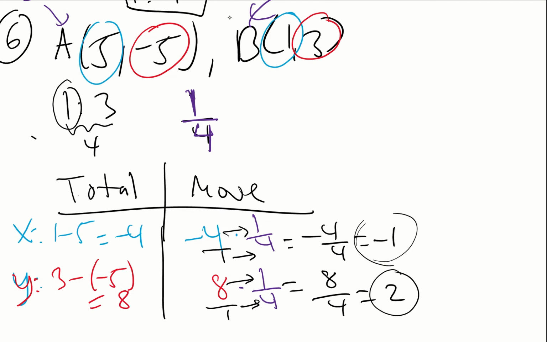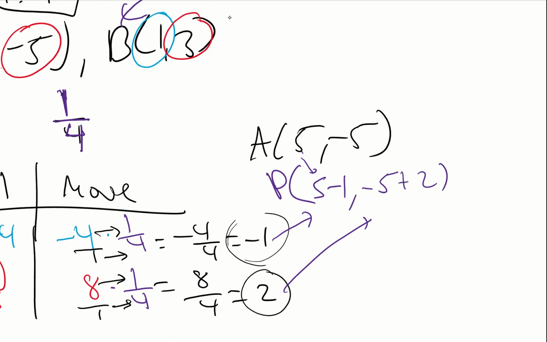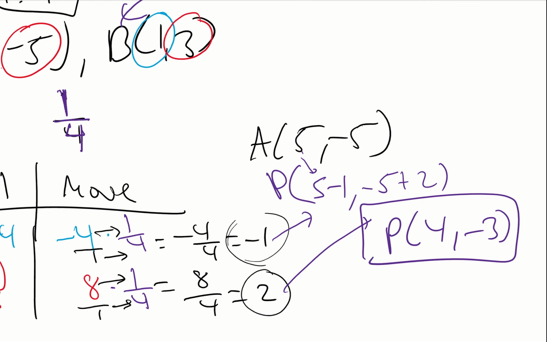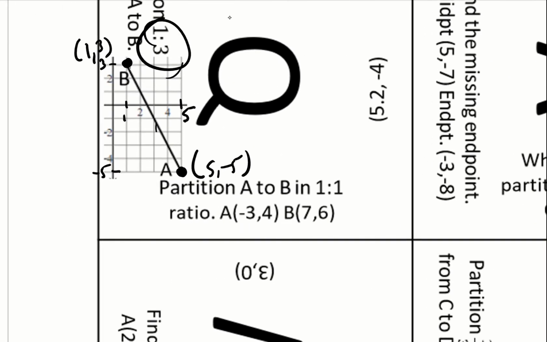So remember, point A is 5, -5, right? So you're going to go ahead from your new coordinate. It's going to be at 5 minus 1, and -5 plus 2. So my new coordinate is 4, -3. And we can go ahead and actually find that right here. So 4, -3 is right here. So that's the partition, which is at a 1 to 3 ratio.